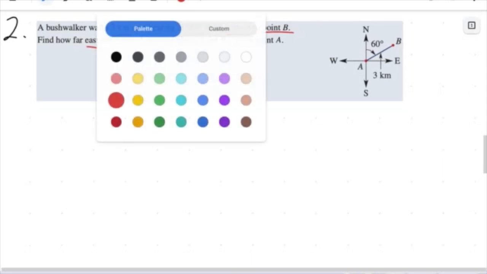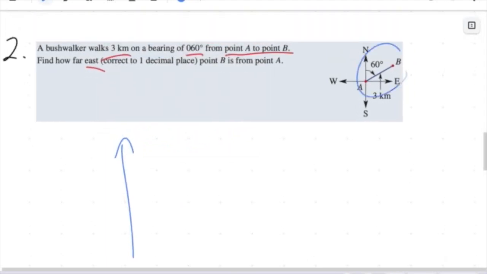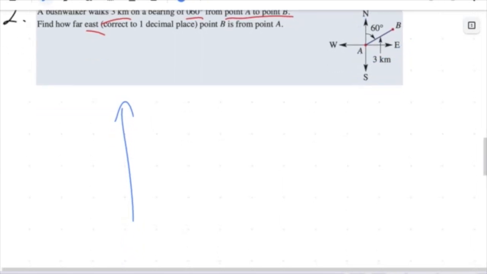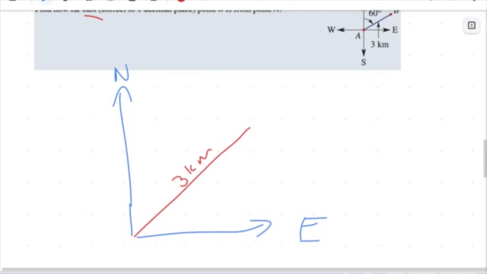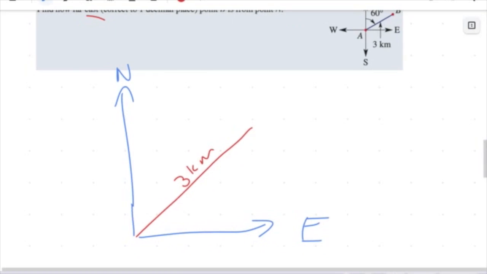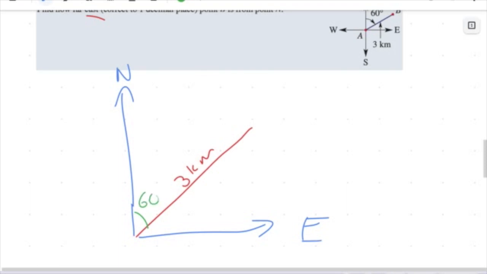Now, let me draw this a little bit bigger. I'm only working in this little quadrant up the top, so I'm just going to draw that one there. So I have my north, I have my east, and I have the distance my bushwalker has walked. That's 3 kilometers. And it's on a bearing of 60 degrees. So this angle here, let's do that in a different color. This angle is 60 degrees.